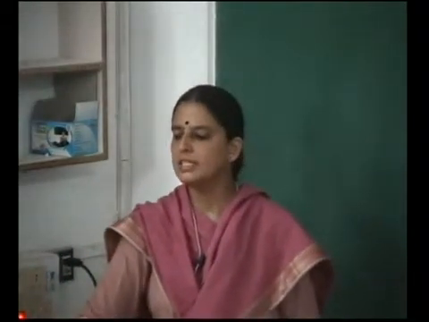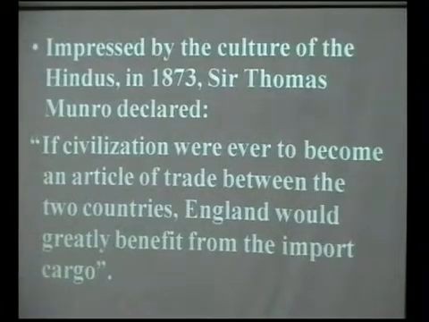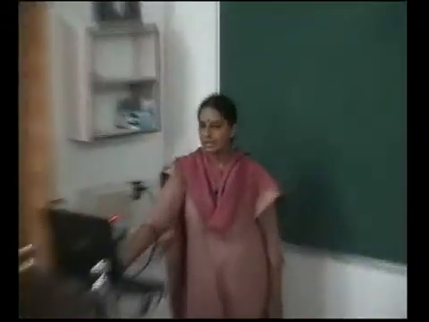Sir Thomas Munro in 1873 remarked, "If civilization were ever to become an article of trade between the two countries, that is India and England, England would greatly benefit from the import cargo." So it didn't take very long for some of the British intellectuals to realize that there was much in India to take as much as to give.